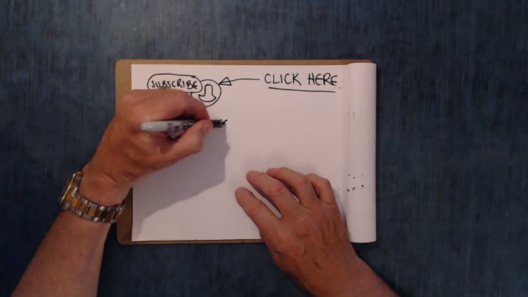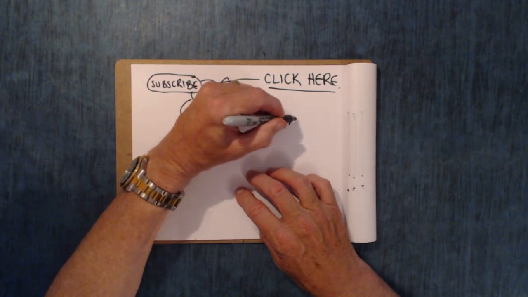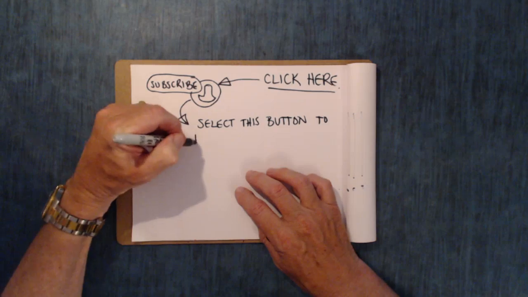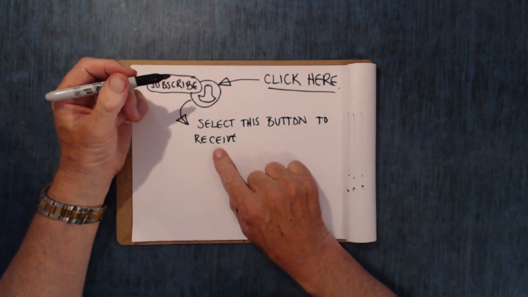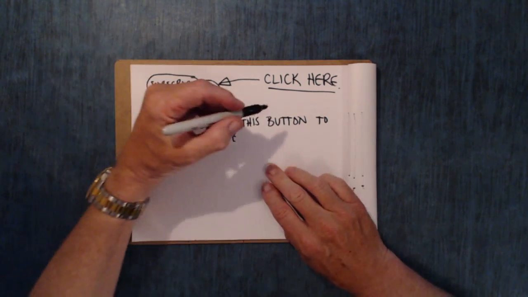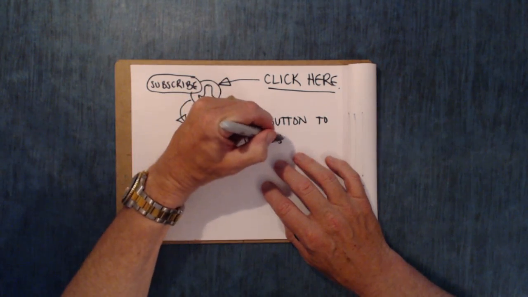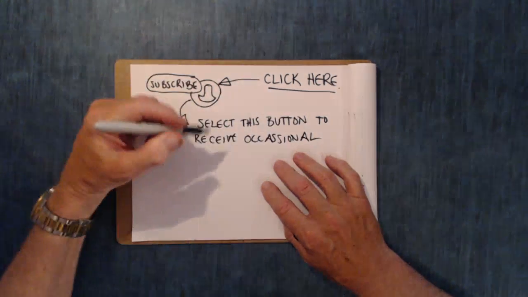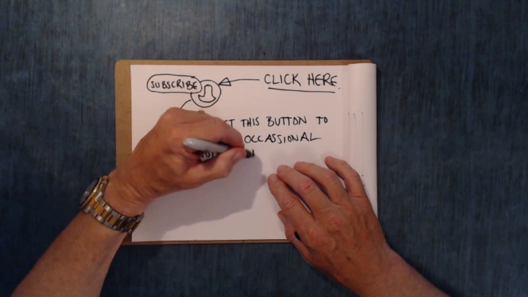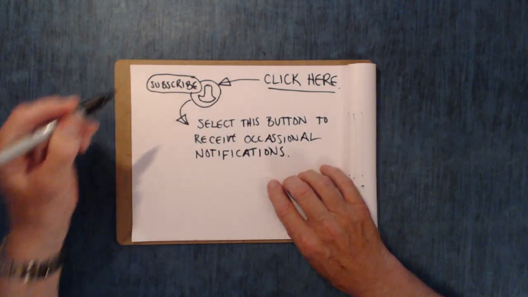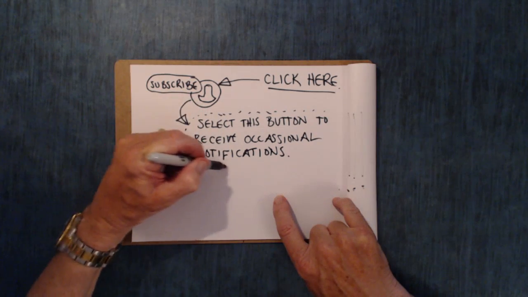Select this button to receive, did I spell that right? Anyway, receive occasional, I don't know if I spelled this right. Oops. Occasional notifications. And that comes out in a little pop-up.